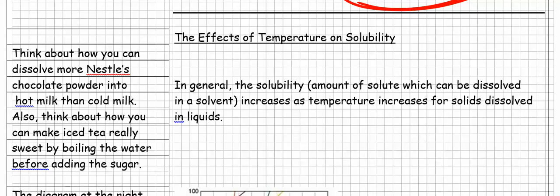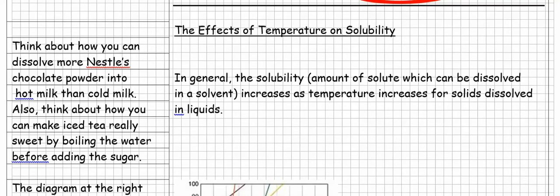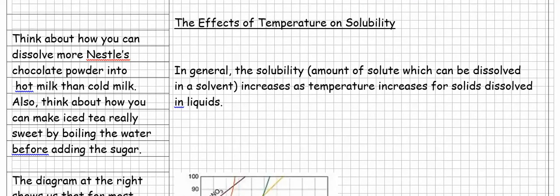The effects of temperature on solubility. Okay? So remember we said that there's a certain amount of solute that can be dissolved in the solvent, right? And the question is, how does temperature affect that? Think about how you can dissolve more Nestle's chocolate powder into hot milk than cold milk, right? That's a fact. If you want to make your milk more chocolatey, you heat up the milk.